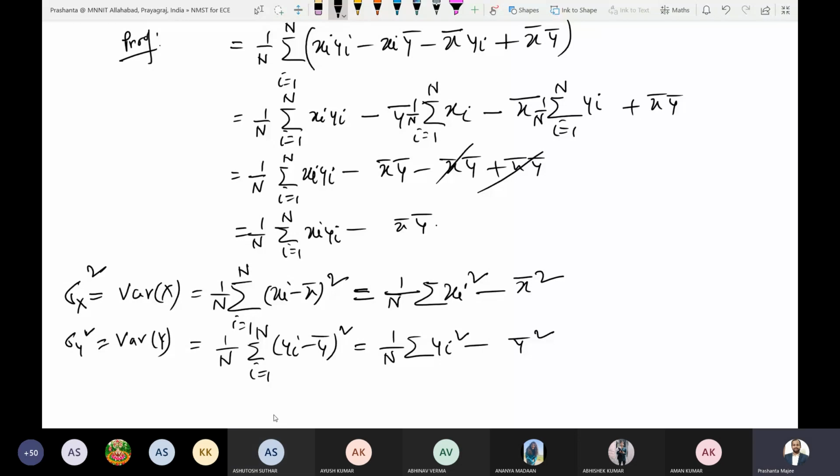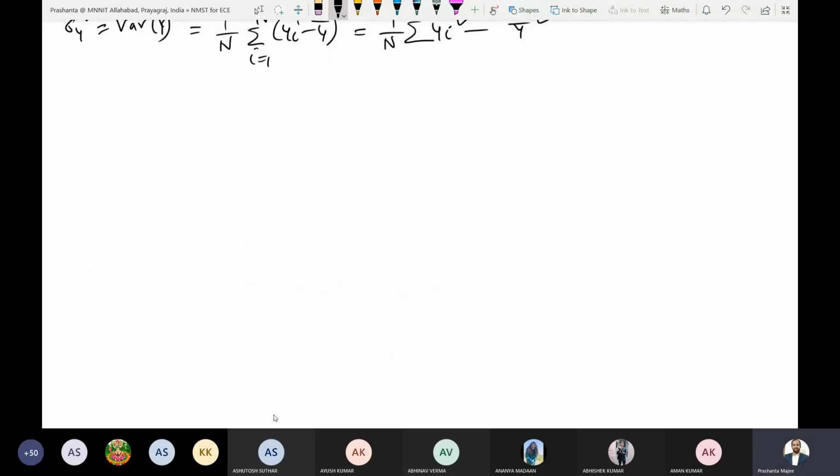Okay, sir. So next is that r lies between -1 and +1. Rxy is less than or equal to 1 in absolute value. So this is the result.